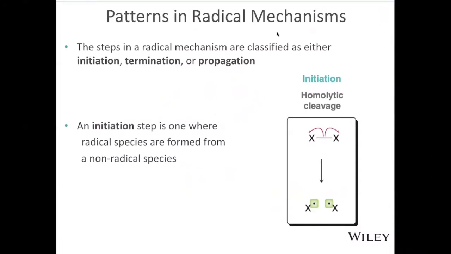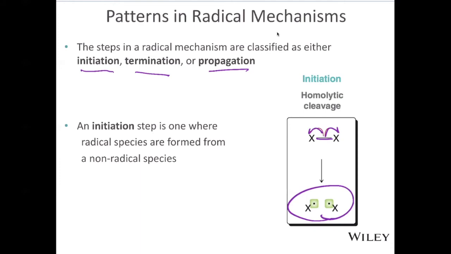Now, one more thing we have to know about radical reactions are the 3 steps that are involved in radical mechanisms. This is different than the patterns, although you can see some similarities. Initiation, termination, and propagation. The initiation step is first, and that is where we form the radical species. So we have some sigma bond between 2 atoms, and we do homolytic cleavage to create 2 radicals that can then go on and continue reacting.